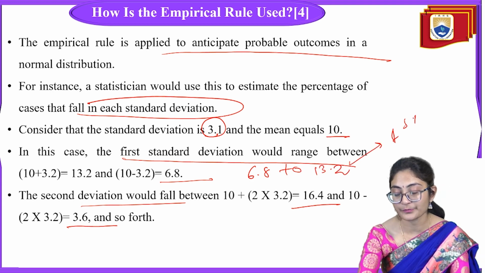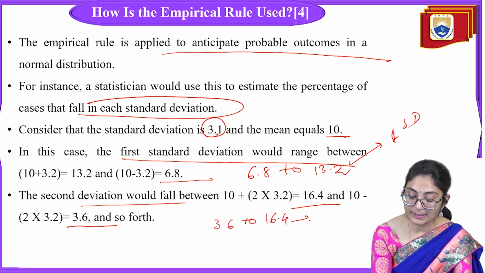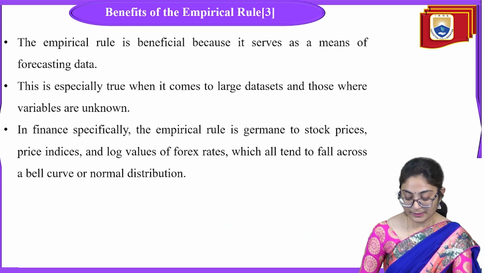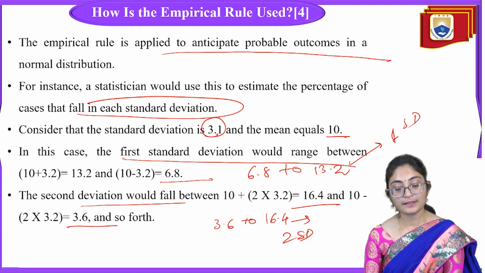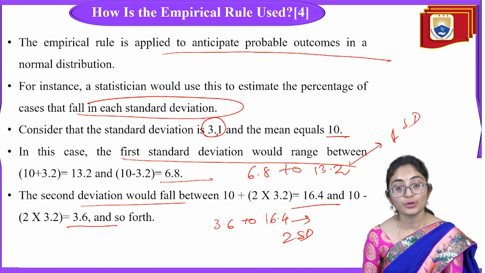One standard deviation, then 3.6 to 16.4. This is two standard deviation. Like this, we can use our empirical rule.